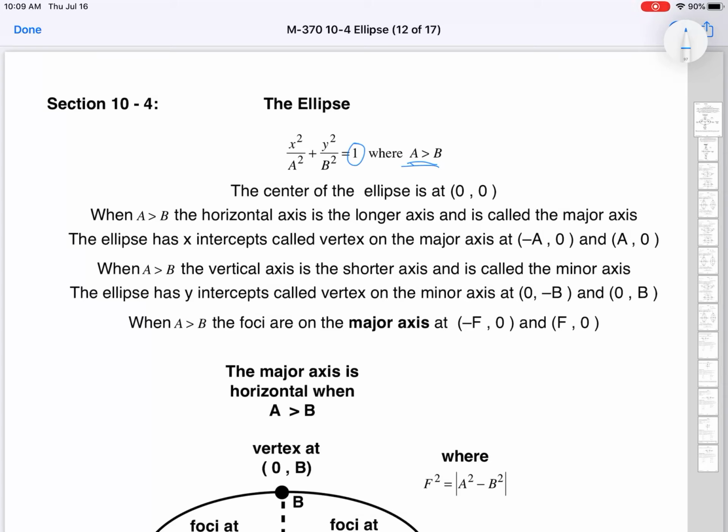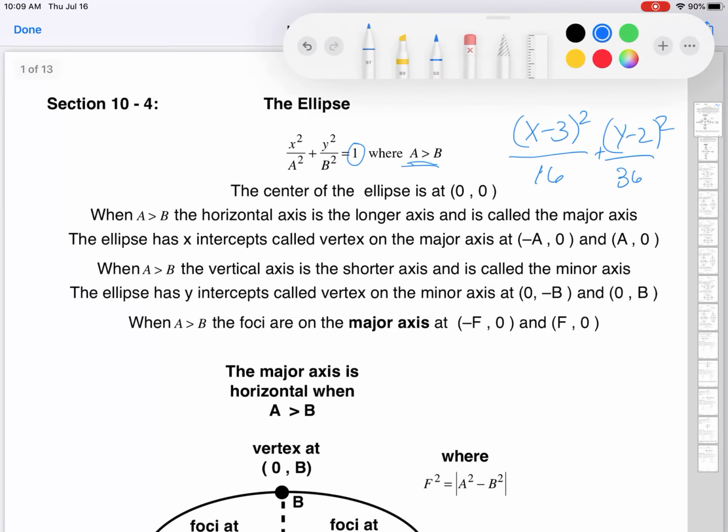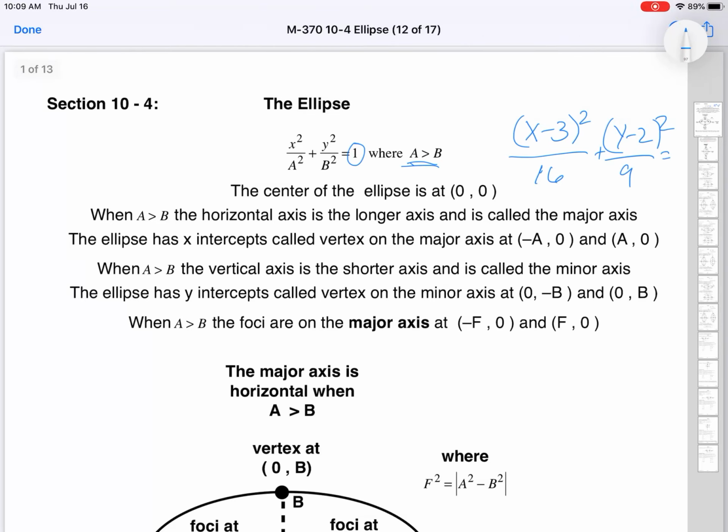Let me show you where it wouldn't be at 0, 0, so that would make sense. (x minus 3) squared all over 16 plus (y minus 2) squared all over... not 36, I need to make that less. Apologize, I'll keep it in its right form. So we're going to keep x the major axis. If I put something under here like 9, then x is the major axis. The center here is at 3, 2. So now you can see why the center is at 0, 0, because nothing's being taken away from the x, nothing's being taken away from the y.